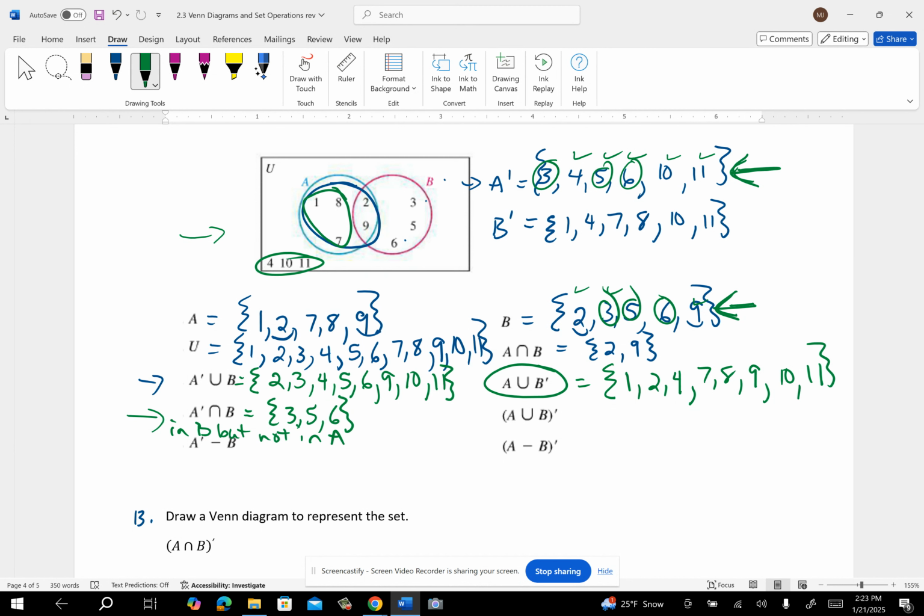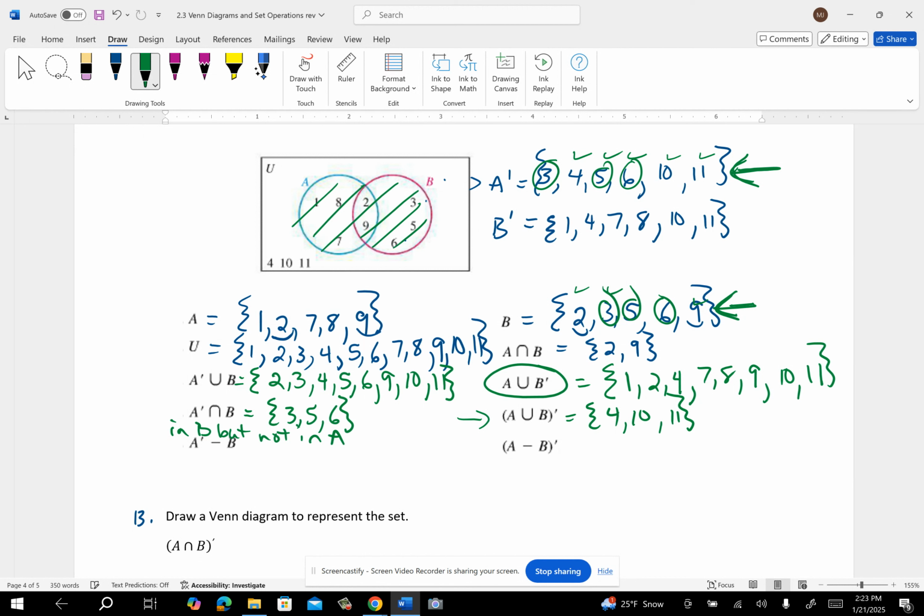Now, the complement of A union B, that's a fun one to do from the picture. So let me clean up my picture. Now we're focusing on this guy over here. So we don't want to be in the union of A and B. So the union of A and B would be this. So if we're not there, then that means we're 4, 10, or 11. Okay?